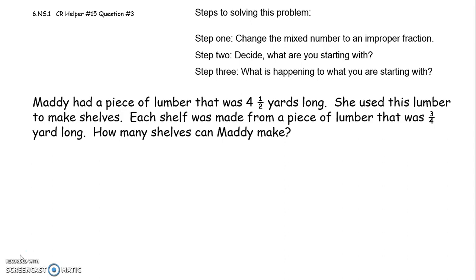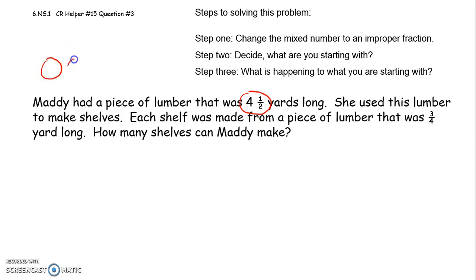And Ms. Connor last year broke it down into steps. She said, first, change the mixed number to an improper fraction. Decide what you are starting with, what is happening to what you are starting with. So those were 3 steps. So she took 4.5 and she changed it to an improper fraction.